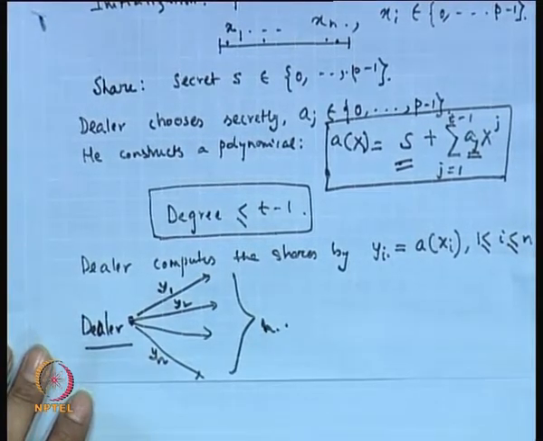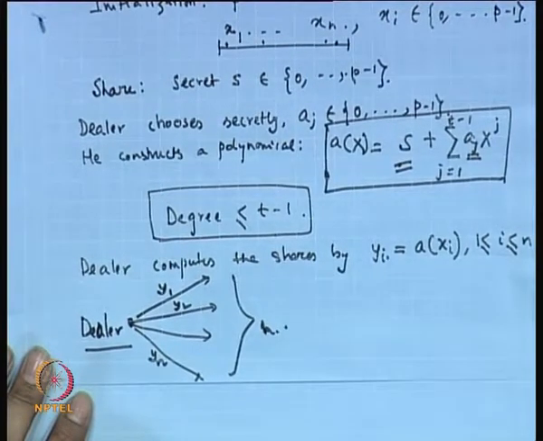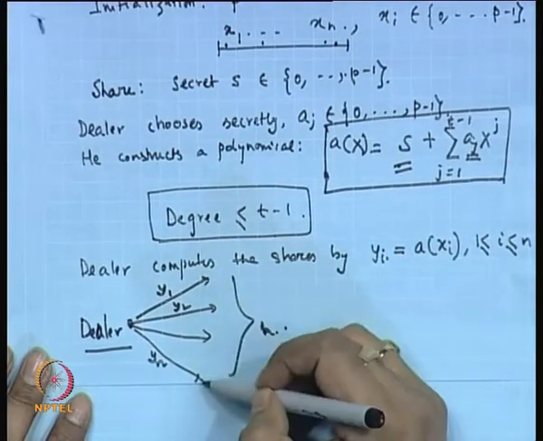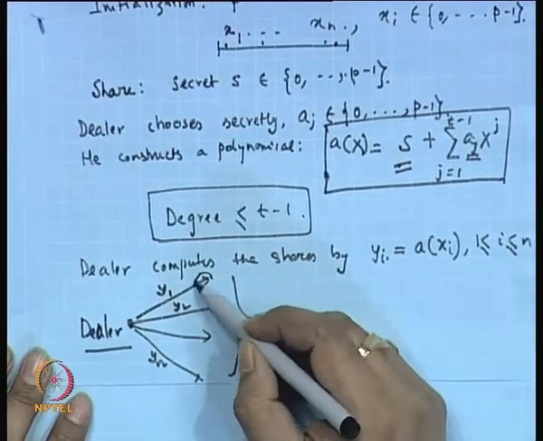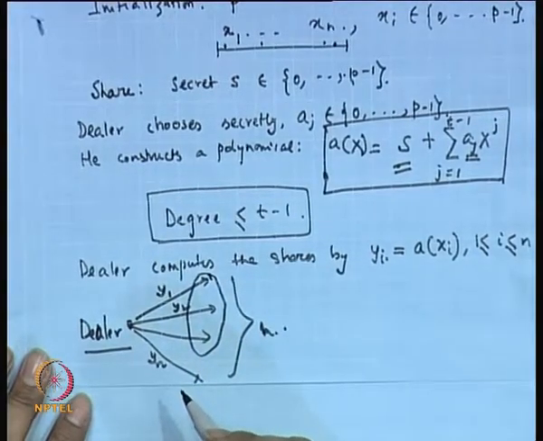Now you know that the secret is actually the value a0 of the polynomial a(x), right. And what we have to understand is that if t members of these players combine, then they can compute the corresponding constant term, because the constant term is the secret. Is it clear?